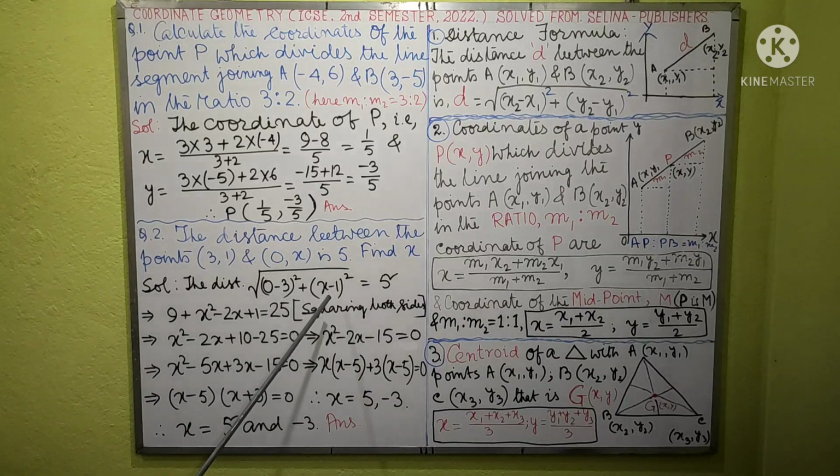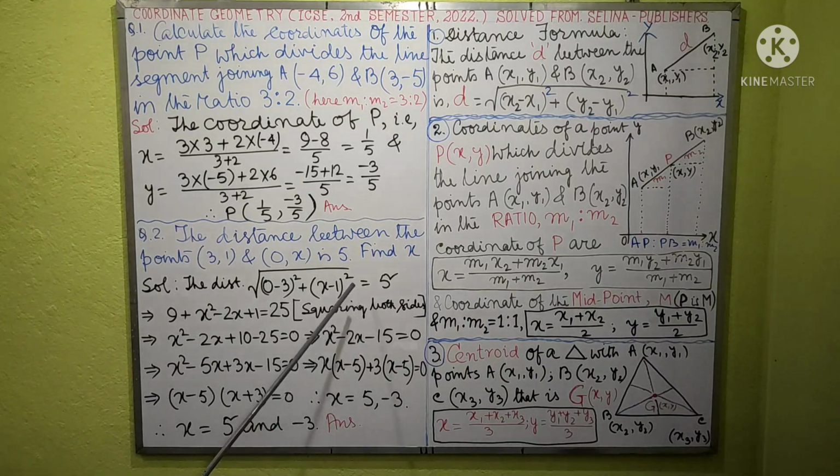Now we take the square on both sides. When we take the square on both sides, the root will go out and the right side will be 5 into 5, that is 25. And it is (0 minus 3) whole square, that is 9, plus (x minus 1) whole square, which is x square minus 2x plus 1, equal to 25. Now we have got a quadratic, to factor by the middle term. After solving this, we get (x minus 5) and (x plus 3) equal to 0. This is a very simple quadratic equation, so x equal to 5 and x equal to minus 3.